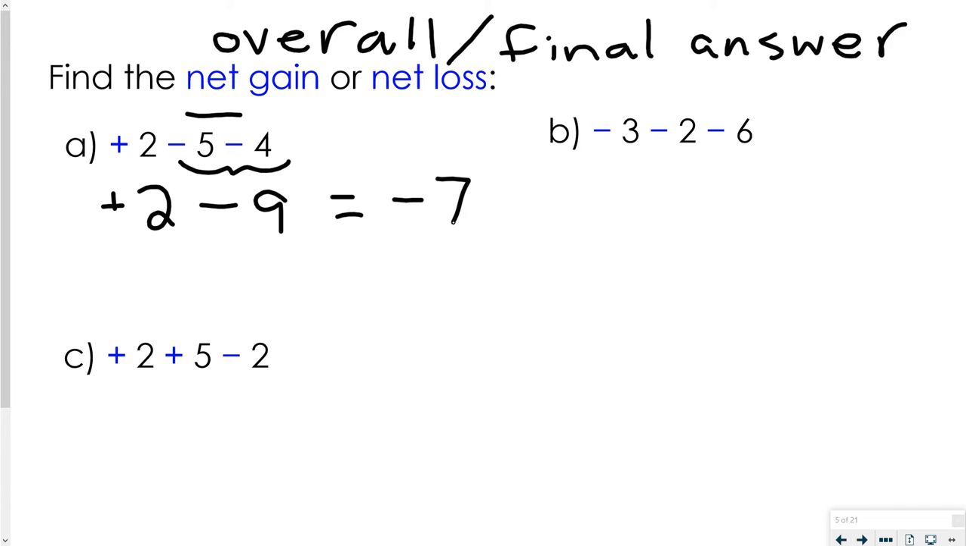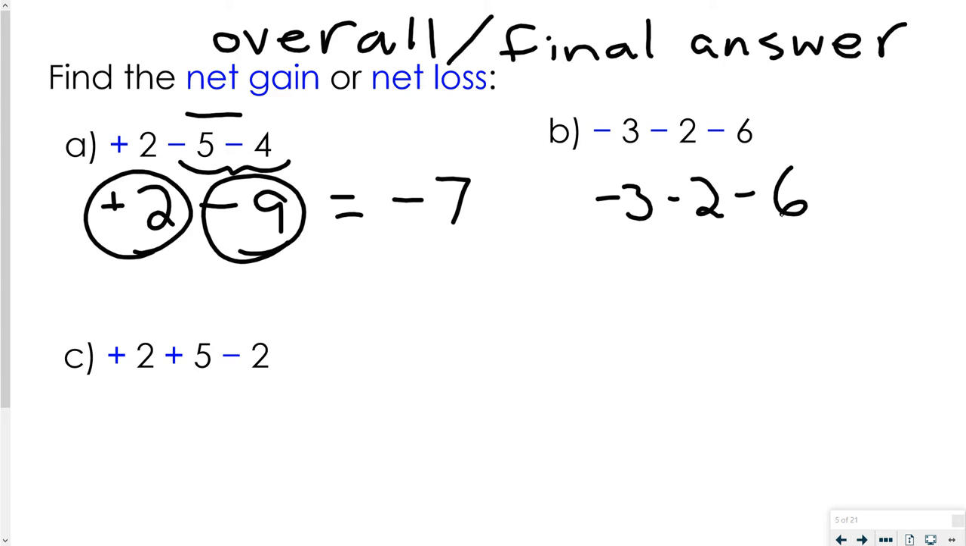So I end up with only a loss of 7. Right? Because the two gains actually take away 2 of the losses. So it makes the losses not so bad. Now over here in question B, I have 3 losses, 2 losses, and 6 losses. So altogether, how many do I have? Well, there's no gain, so it's all loss. And it's a loss of 11.